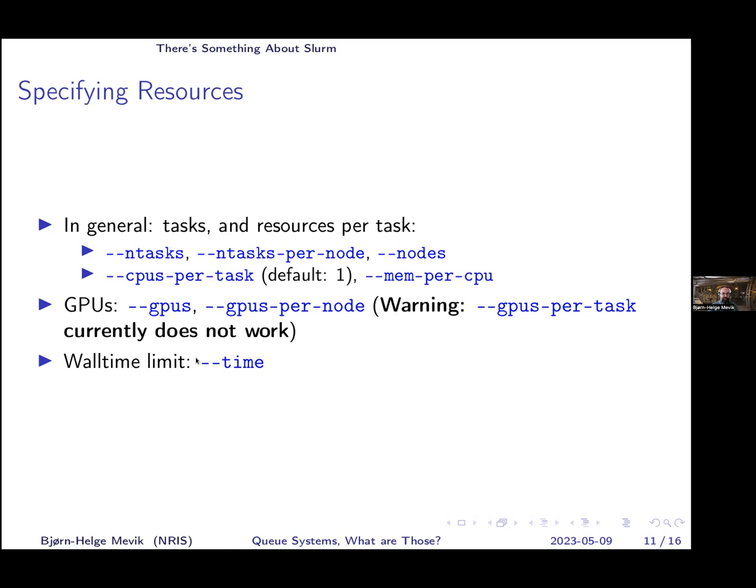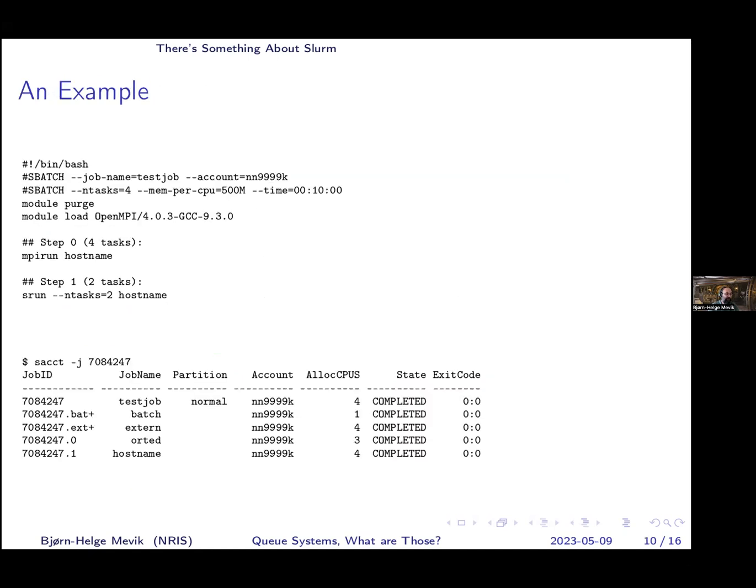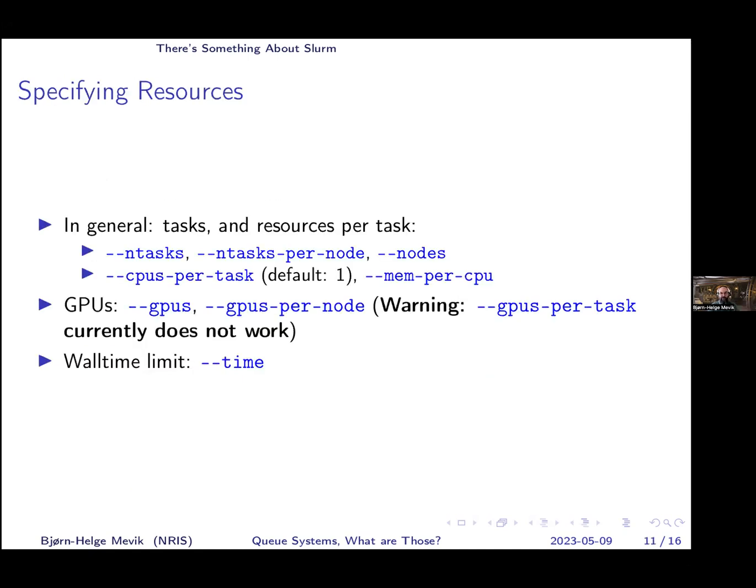On the other hand, don't just specify the maximum allowed time every time, because first of all, if we go back to backfilling, that means that your job will never be backfilled. It'll have to wait a long time before it starts. Also, it makes it more difficult for the queue system to know when it's supposed to be able to start all the jobs. So try and figure out how much time you actually need and add a little bit.